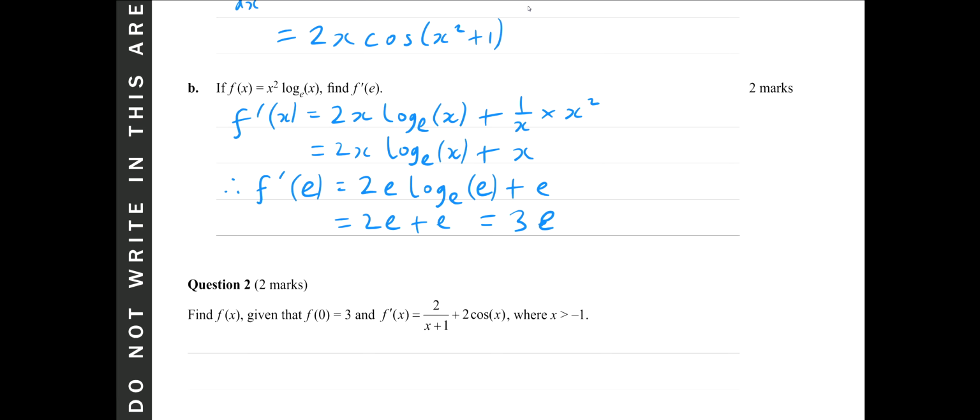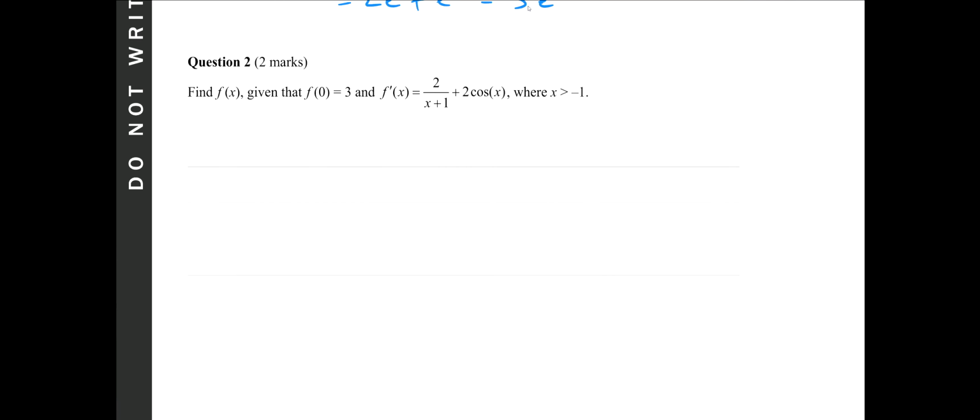Moving now on to question number 2, we are given a derivative f dash of x equals 2 over x plus 1, plus 2 cos x. We're also given a domain of x greater than negative 1. Our job is to find f of x, the original function, given that f of 0 is equal to 3. Before I go any further, it's wise to rewrite that f of 0 equals 3 as the coordinate (0, 3). It's just easier to write it as a coordinate.